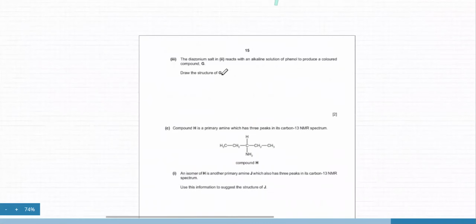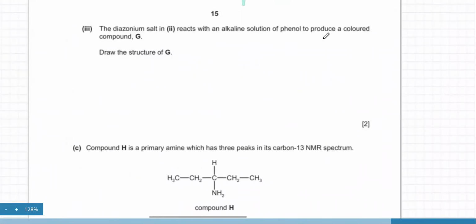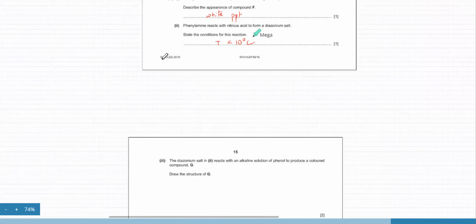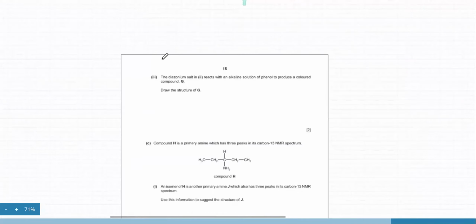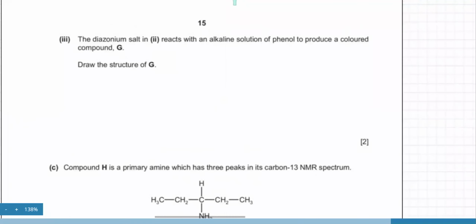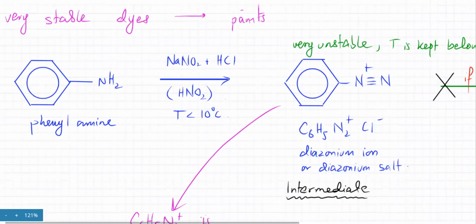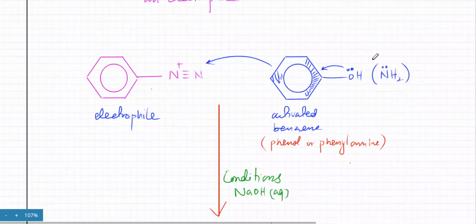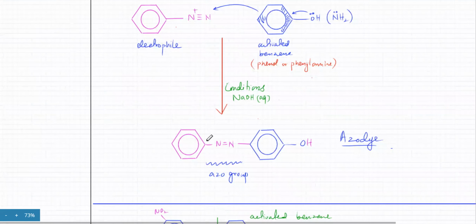In the next part, the diazonium salt reacts with an alkaline solution of phenol to produce a colored compound G. Draw the structure of G. He's talking about phenylamine, so he's asking you to draw the structure where the diazonium ion reacts under alkaline conditions with phenol on the 2, 4, or 6 position, which is this one. The electrons get attracted and you get this. So he's basically asking you to form this, the diazonium ion reacting with phenol. So this is what you have to draw. Okay, Sarah, is this clear? Aisha, is this clear? Yes.